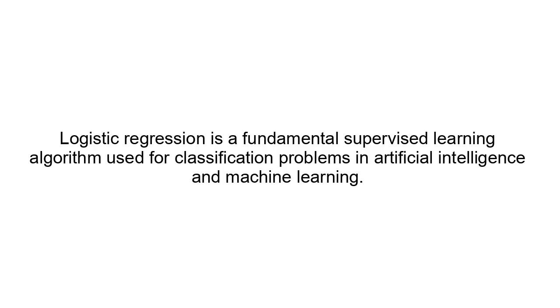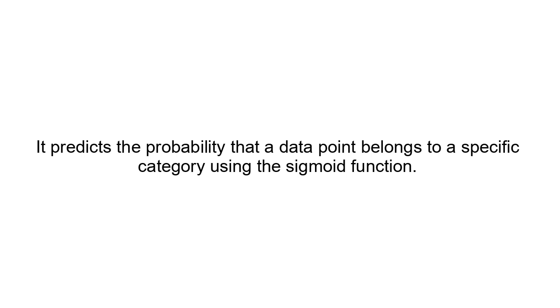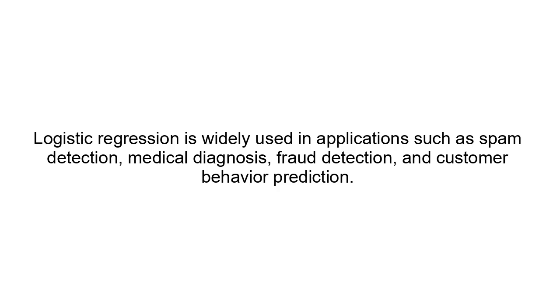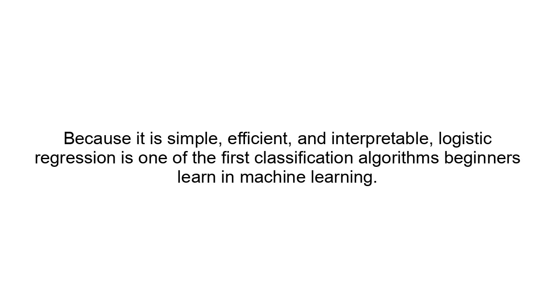Logistic regression is a fundamental supervised learning algorithm used for classification problems. In artificial intelligence and machine learning, it predicts the probability that a data point belongs to a specific category using the sigmoid function. Logistic regression is widely used in applications such as spam detection, medical diagnosis, fraud detection, and customer behavior prediction. Because it is simple, efficient, and interpretable, logistic regression is one of the first classification algorithms beginners learn in machine learning.